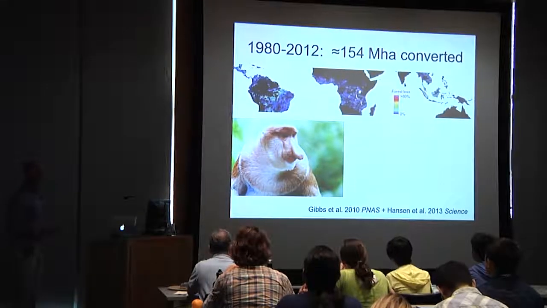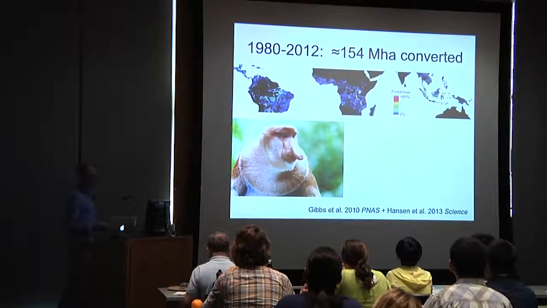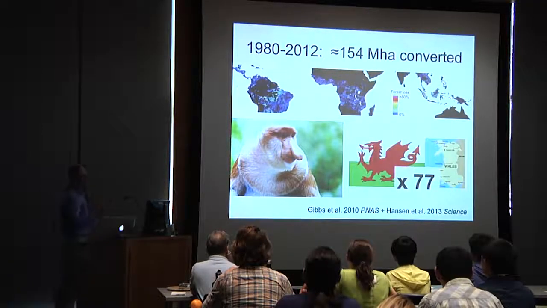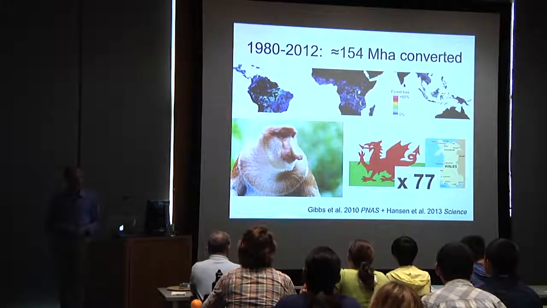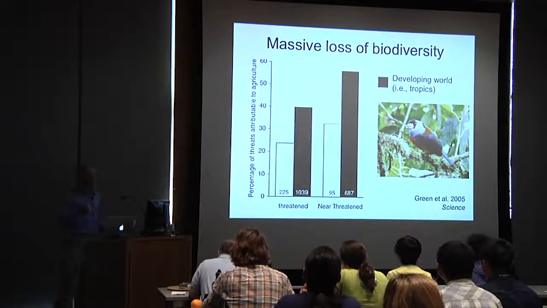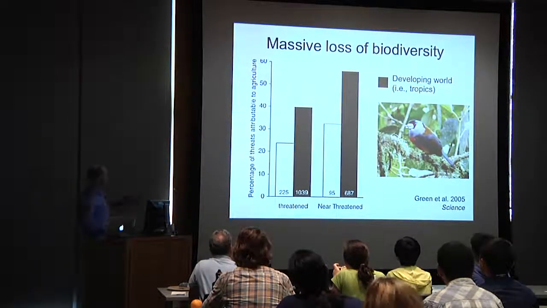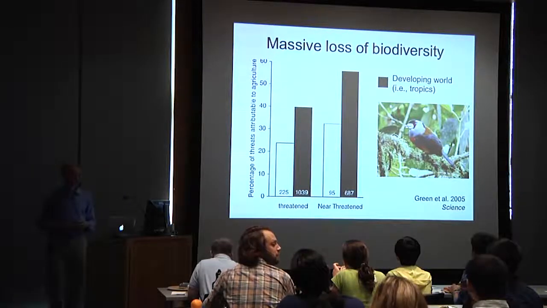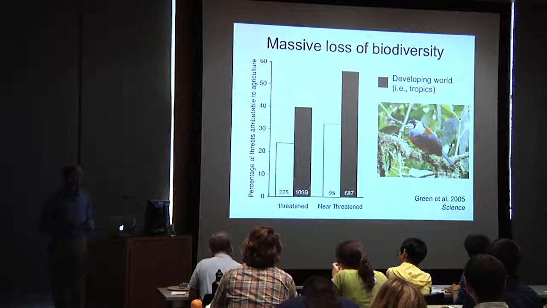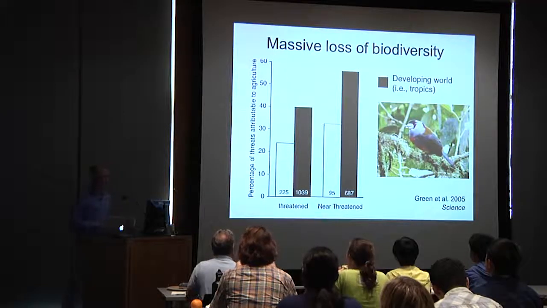Between 1980 and 2012, 154 million hectares of forest were converted to farmland. We usually measure things in the metric of Wales, and when we do that, that's 77 times the area of Wales that has been converted. Concurrent with that loss of forest has been a massive loss of biodiversity. We're interested in the black bars here. They are the developing world, the tropics, and we've got the percentage of threats attributable to agriculture on the y-axis. So approximately 40% of species on the IUCN Red List are threatened because of agriculture, around 60% on the near threatened list because of agriculture.